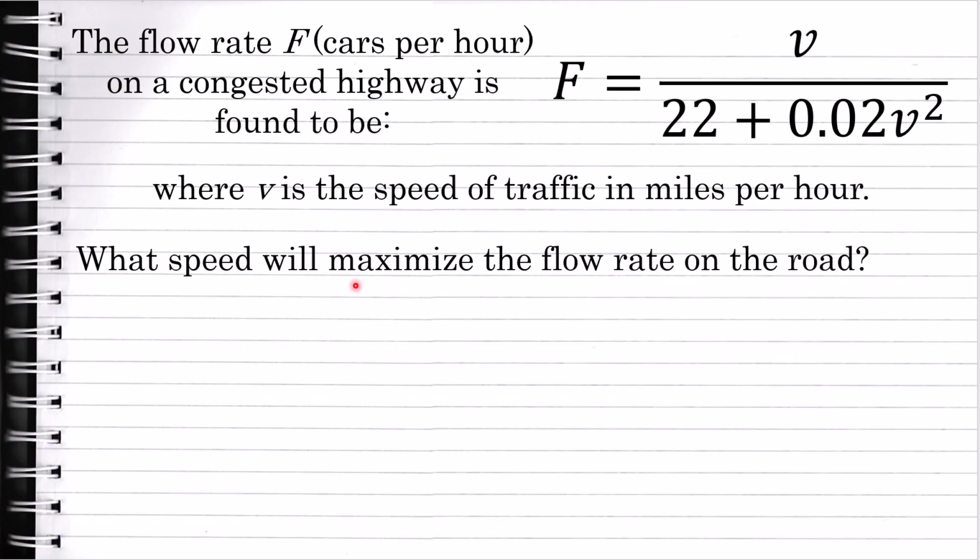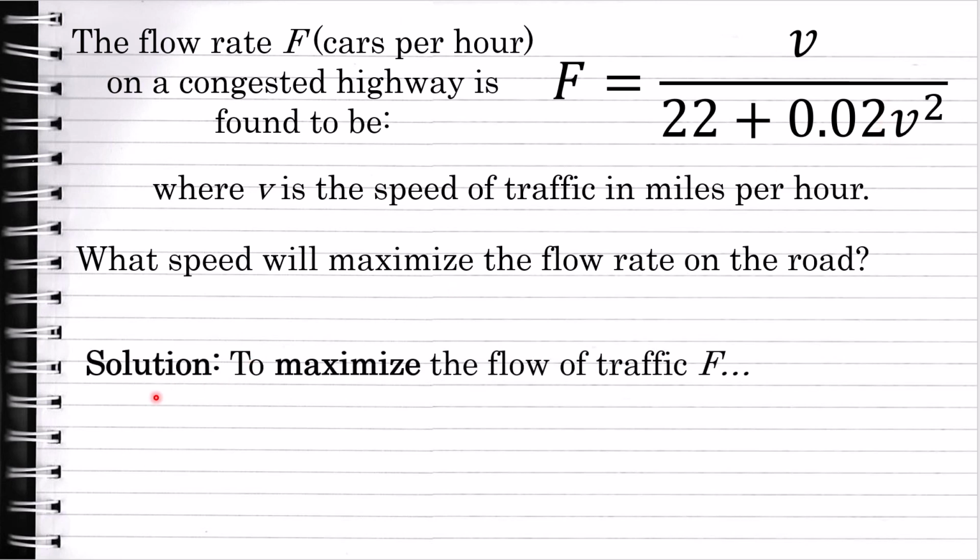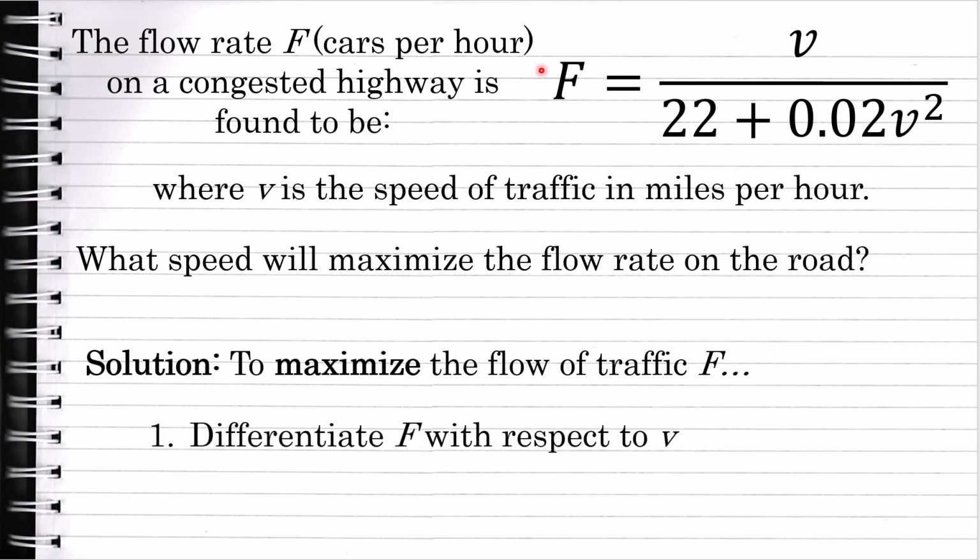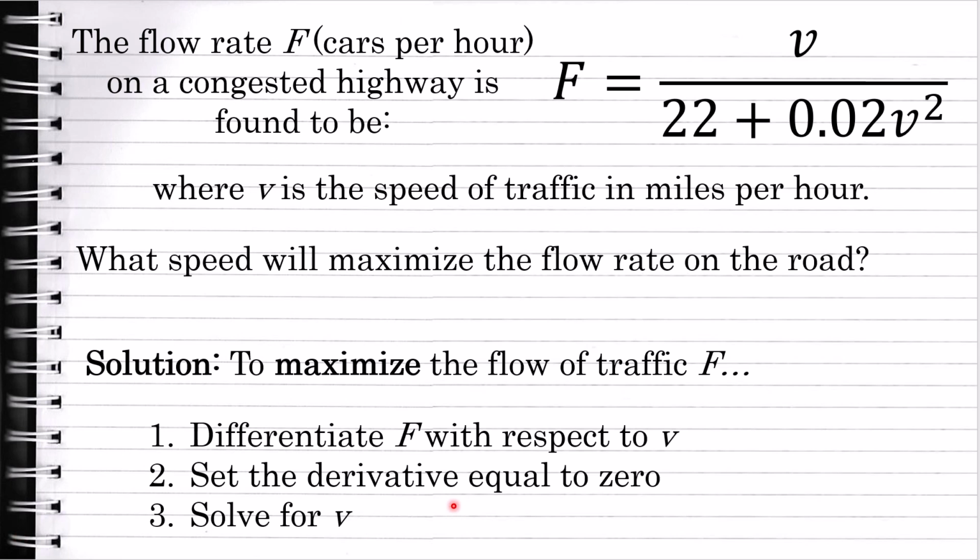Here, we are being asked to maximize the flow rate of traffic on the road. We are being asked to find an optimal value for V, an optimal speed limit. Therefore, to maximize the flow rate of traffic F, we will follow the guidelines to solve a calculus optimization problem. In this problem specifically, that means we will first differentiate F with respect to V. We'll then take that derivative and set it equal to 0, and then solve for V. And that value for V we find at the end will be an optimal speed that will maximize the flow rate of traffic on the road.